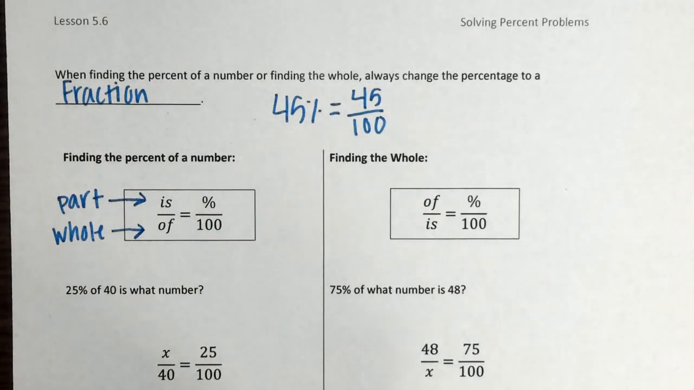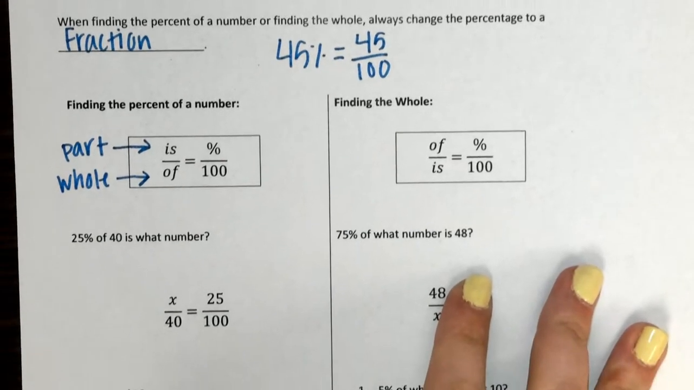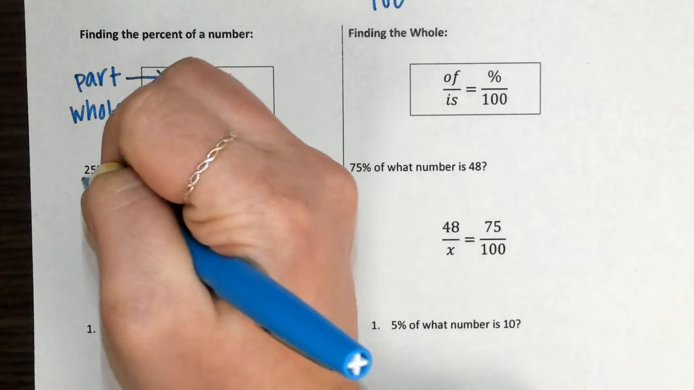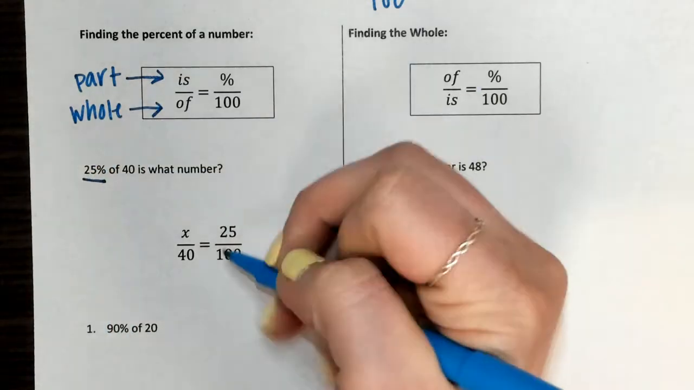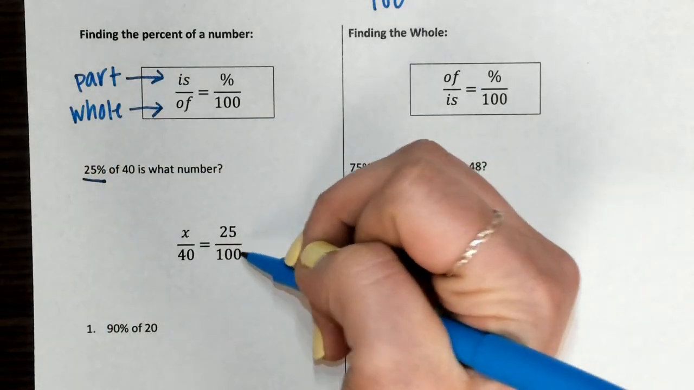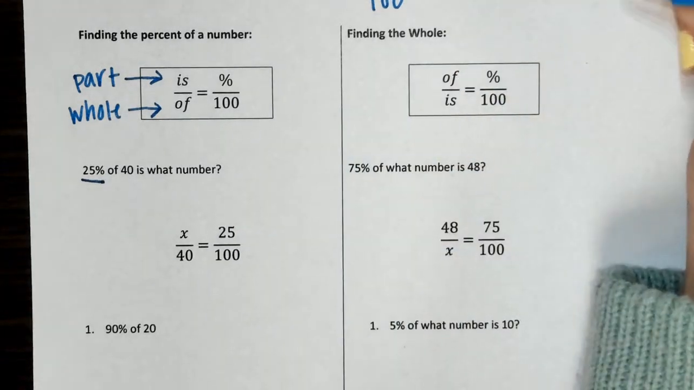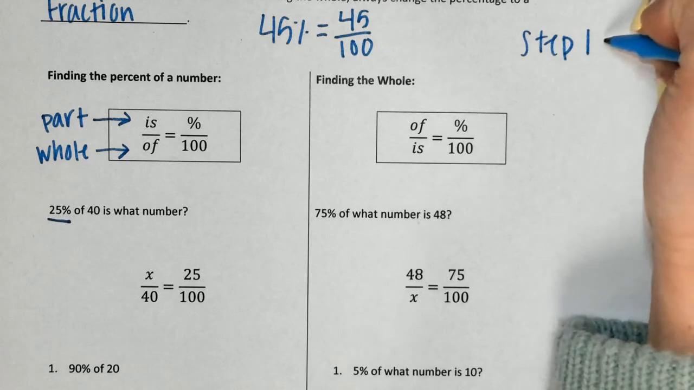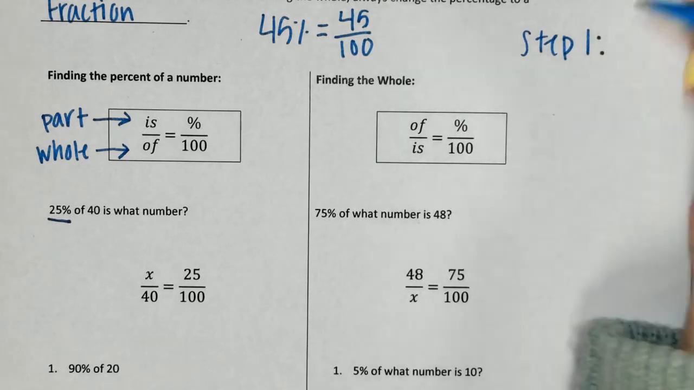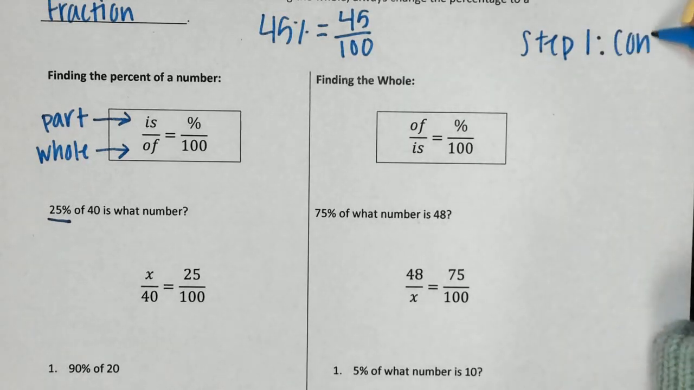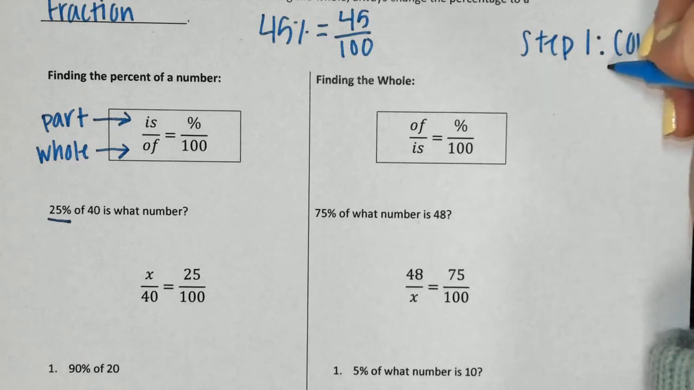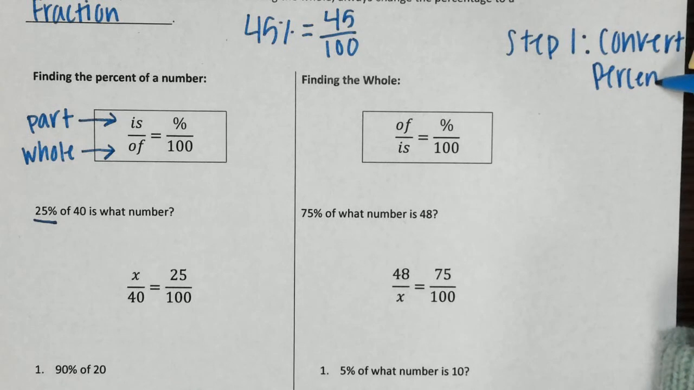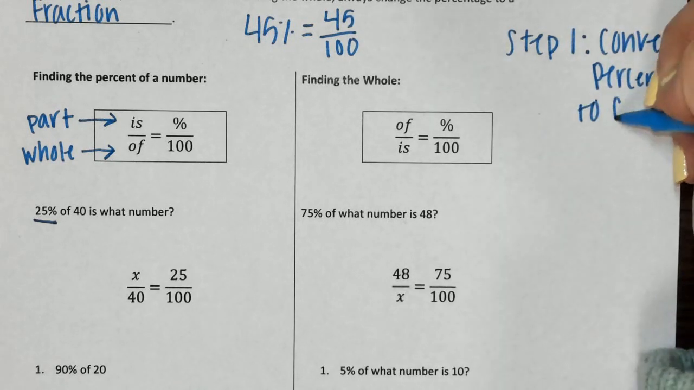Now, if we have 25% of 40, saying 25% of 40 is what number? You can see it's 25%, and so we change that to a fraction. So we have 25 over 100. That's our step one that I'm going to write up here. So step one is convert percent to fraction.